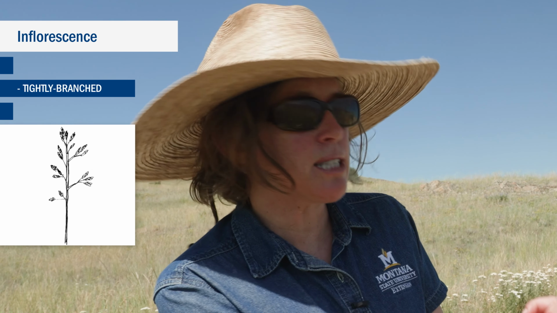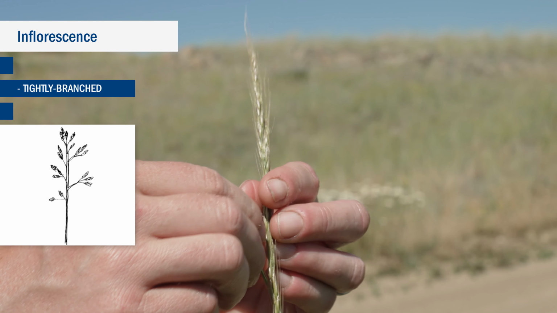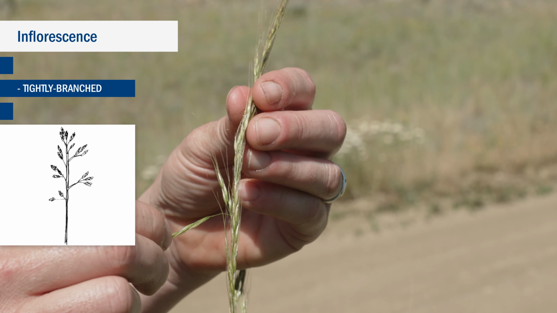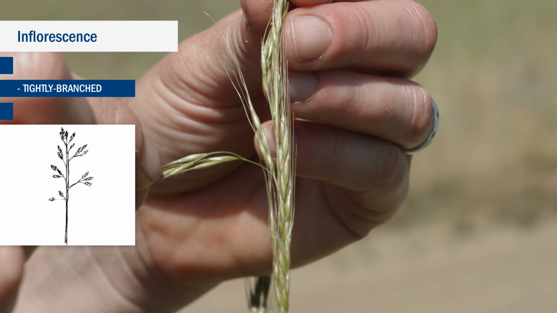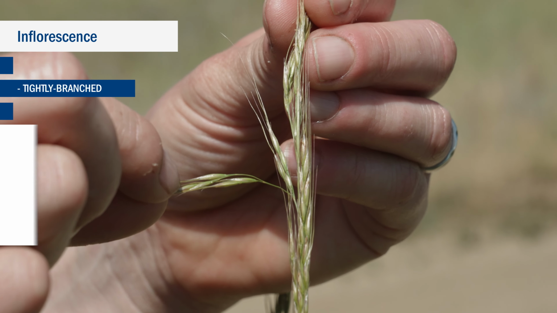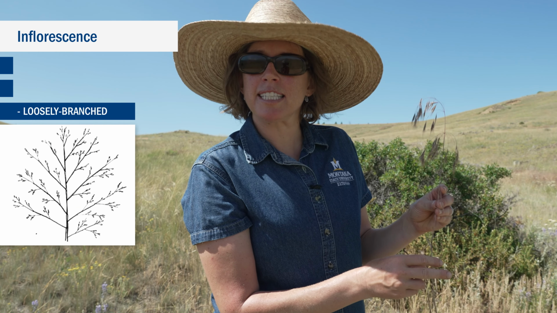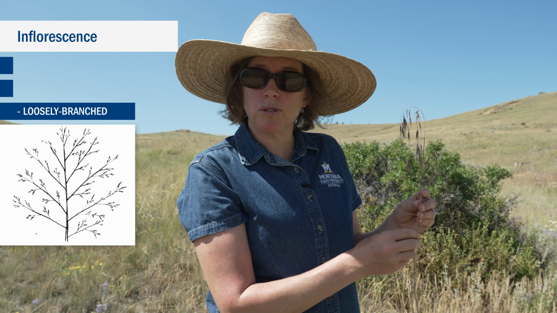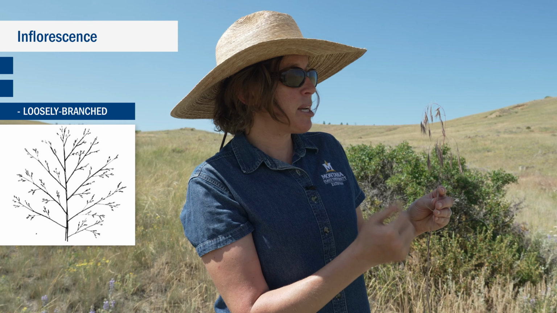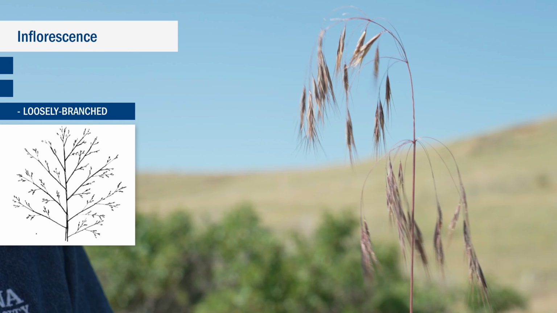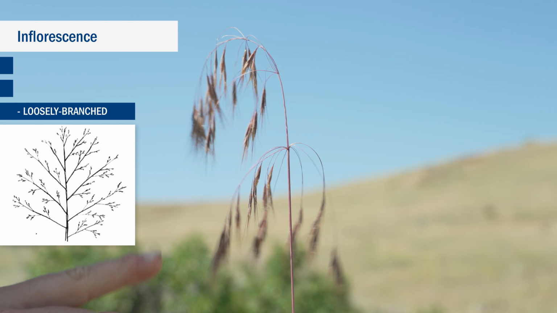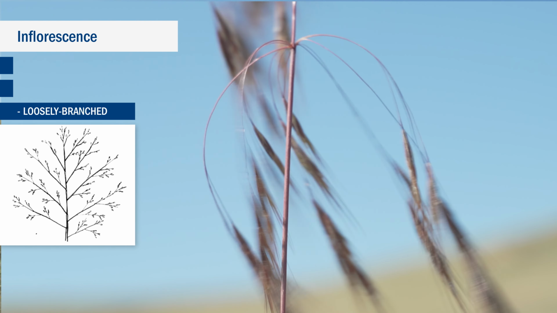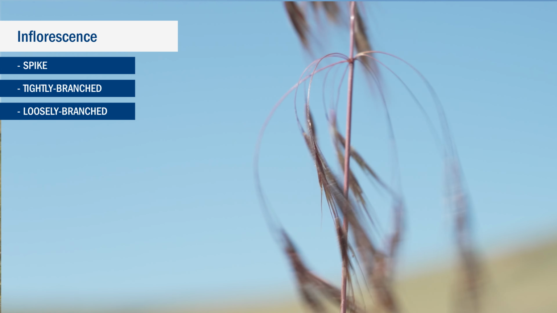Another type of inflorescence is a tightly branched inflorescence. At first glance, this might look like a spike, but if you look a little bit closer and you pull some of the individual flowers away from the main stem, you can see that they're attached by a short stalk. The third type of inflorescence is a loosely branched or diffuse inflorescence. An example of this is cheatgrass. This type of inflorescence has long stalks attaching the flowers to the main stem, giving the inflorescence an airy appearance.